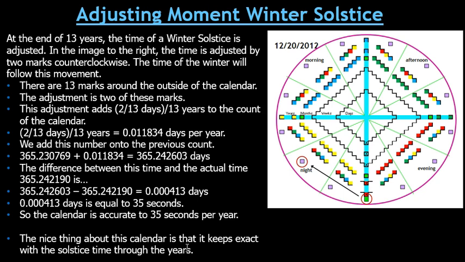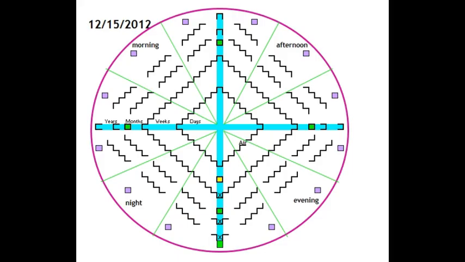Let me show you an example of how this little box will move at the end of 13 years. Okay, so here we are, December 15th, 2012, which was pretty much the end of the Mayan calendar. So we'll just say, at the end of the Mayan calendar, we mark the end of a 13th year. Okay? So here we are, right here, coming towards the end of the year.